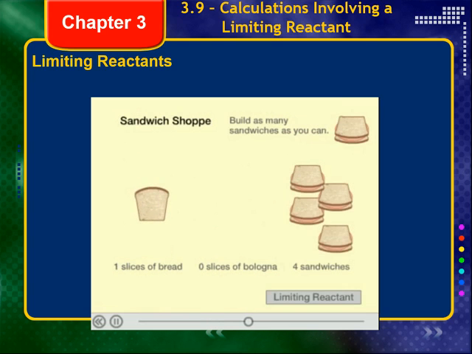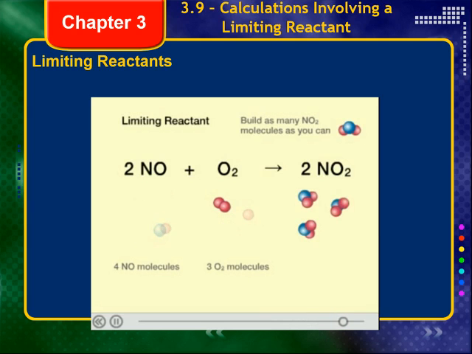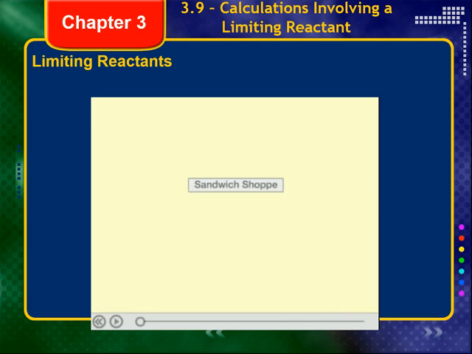Now view the limiting reactant for NO2 molecules. Click the Limiting Reactant button. Product molecules are made by combining reactant molecules in the correct proportion. Click the React button. NO is the limiting reactant and is completely consumed. Excess oxygen remains after complete reaction.